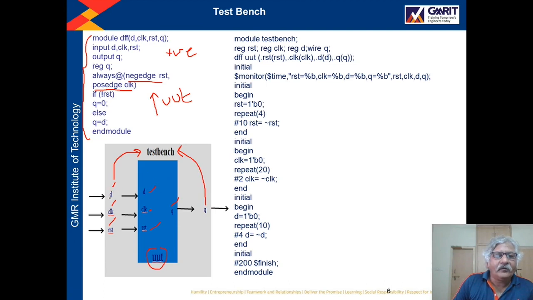The ports of the test bench which are associated with the input ports of the unit under test should be declared as reg type. And the port of the test bench which is associated with the output port of the unit under test should be declared as wire. So see here in the test bench module: reg RST, reg CLK, reg D. Then wire Q. Okay.